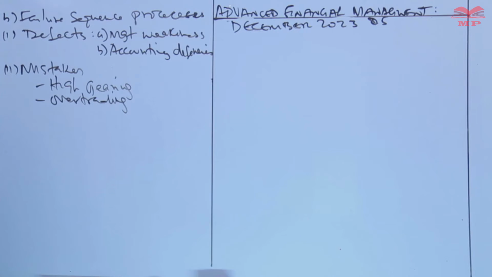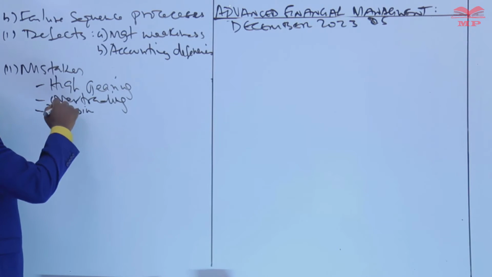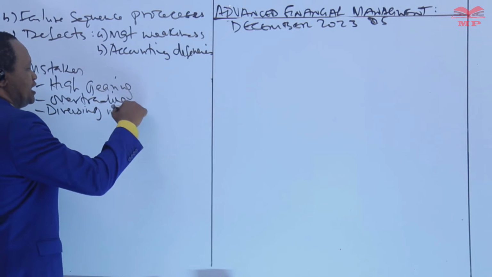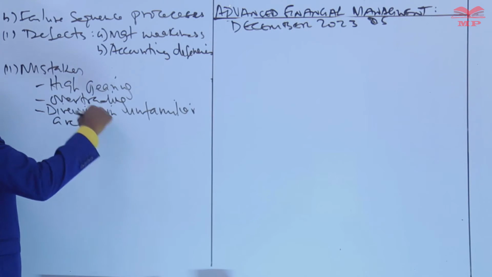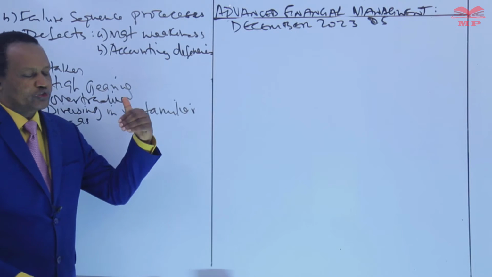Overtrading. I also mentioned diversifying in unfamiliar areas. That's a mistake that a company can make, venturing into new markets or new industries without adequate expertise, which can then lead to losses and what we call strategic drift.